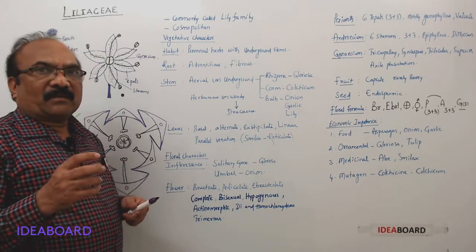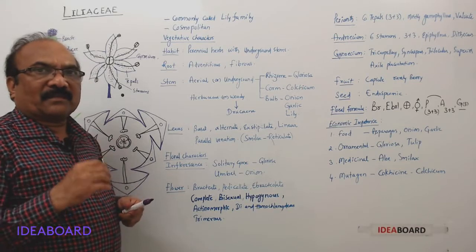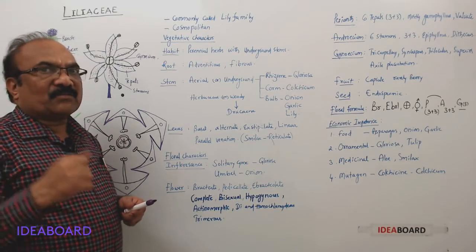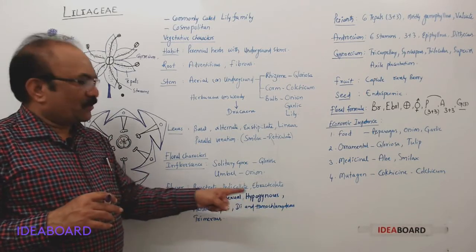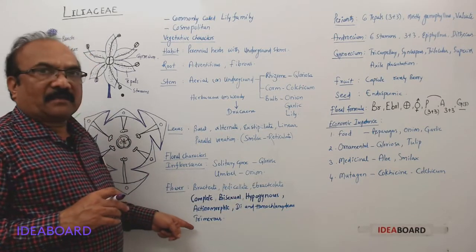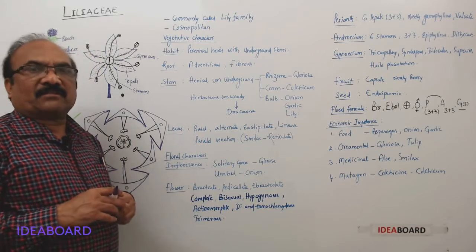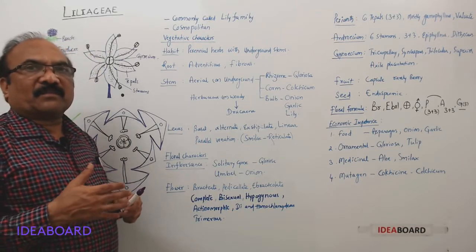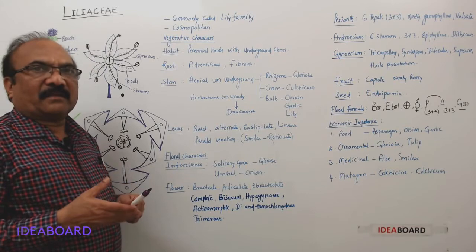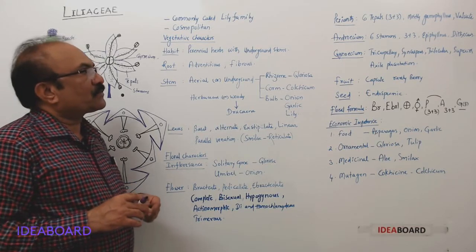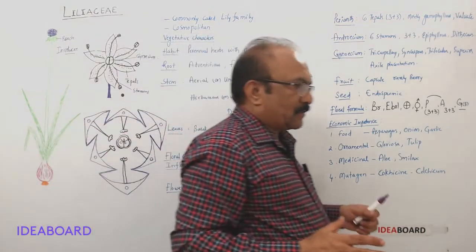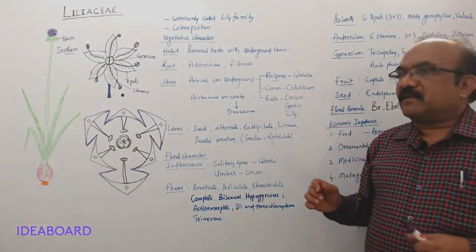I hope you might have noticed one thing for the previous two families. I wrote heterochlamydious, but here I wrote homochlamydious, and the flowers are trimerous, that is, the number of members in each whorl is three or a multiple of three. Okay, so trimerous. And now let us see the details of the flower.